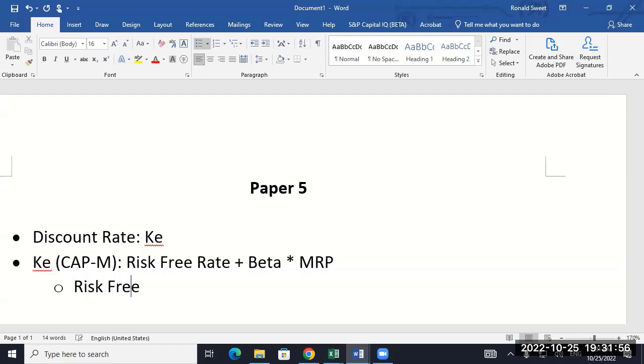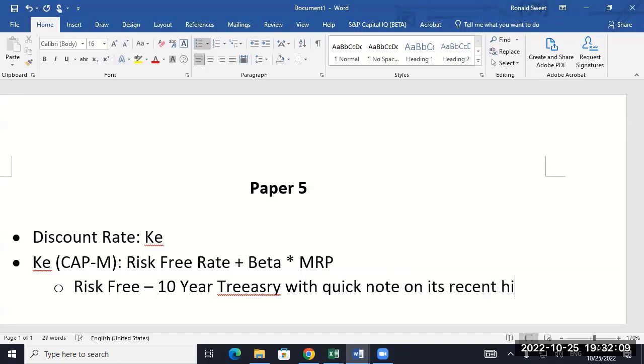The risk-free rate, you can just essentially use the 10-year treasury. So that's gotten easier. With a quick note on its recent history, I think that is probably enough to get you out of there. Something along the lines of: many have discussed needing to adjust the 10-year treasury because it's been so low, but now that we're back to more normal levels, I'm just going to use the 10-year. One thing you could do here is put in a graph, just to show that the 10-year is back to more normal levels. That makes it pretty simple. So you're off the risk-free rate. It's easy again.